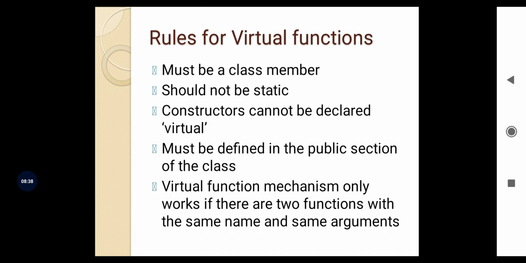Some properties and rules of virtual functions: it must be a class member. You cannot have a friend function which is virtual. It should not be static. It should not be declared with the static keyword. Now the point is, if you are trying to declare something with the keyword static, you are trying to do a compile time binding there. So we have a contradiction here. We can't do compile time and runtime at the same time. So it should not be static.